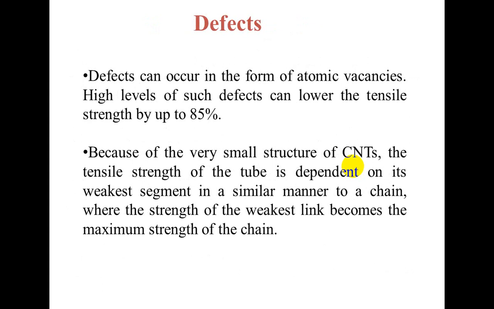Defect. With the properties discussed earlier, it finds applications, but this application is confined because of its demerit, that is defect. Defects can occur in the form of atomic vacancies. A high level of such defects can lower the tensile strength by up to 85%. Because of the very small structure of CNTs, the tensile strength of the tube is dependent on its weakest segment, in a similar manner to a chain, where the strength of the weakest link becomes the maximum strength of the chain.